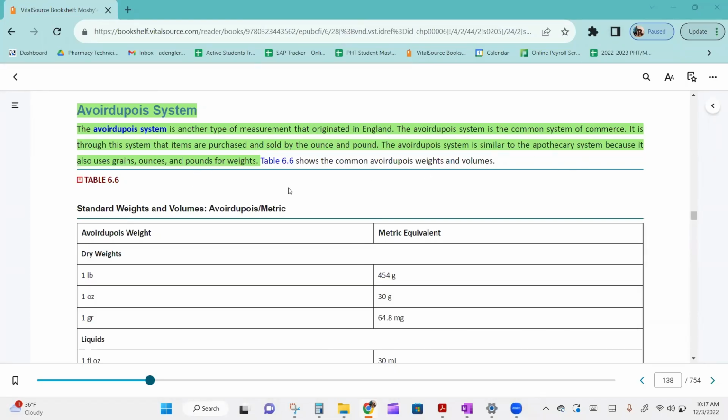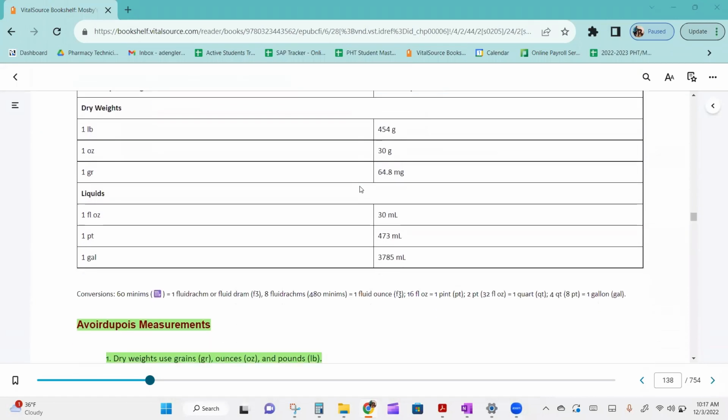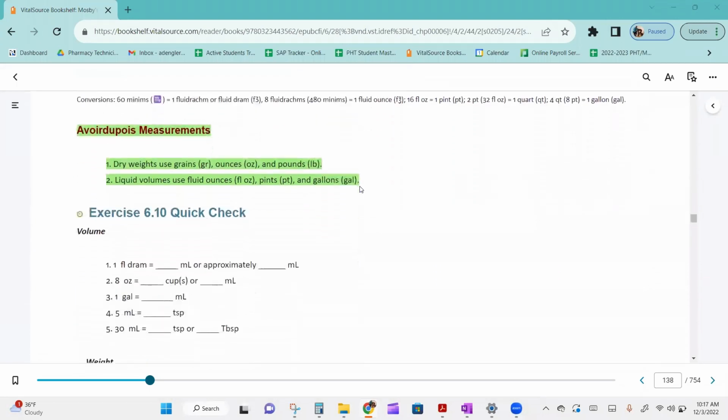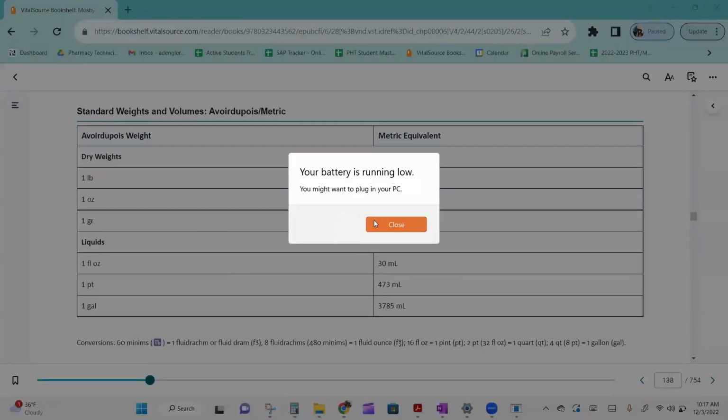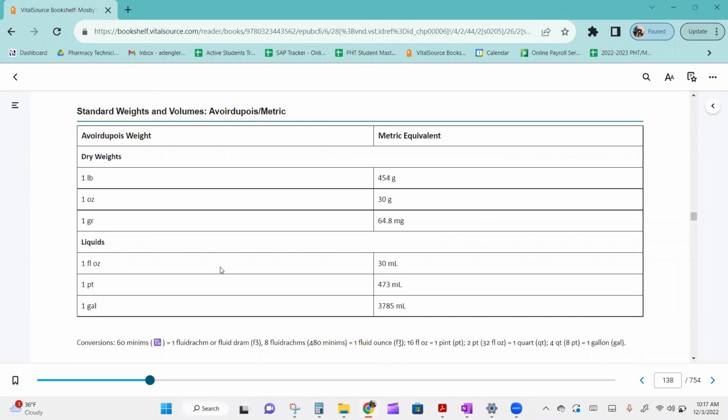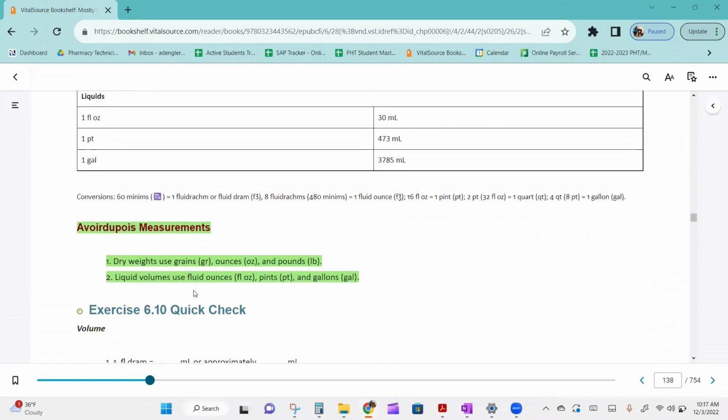So the Avoirdupois system is another type of measurement that originated in England. It's very close to the metric system, same type of rules. Converting is going to be the same way. We have this table here with conversions.